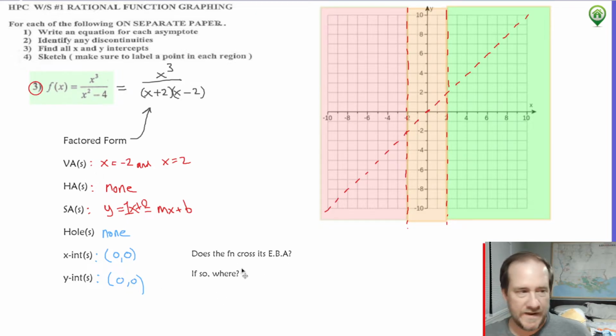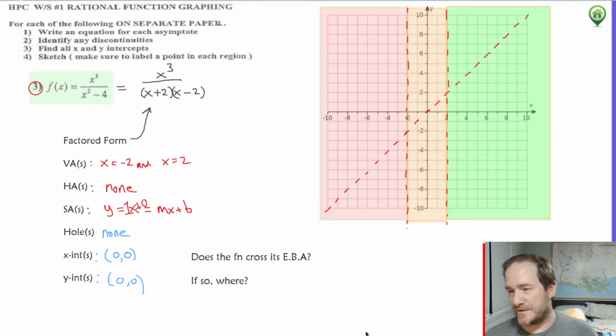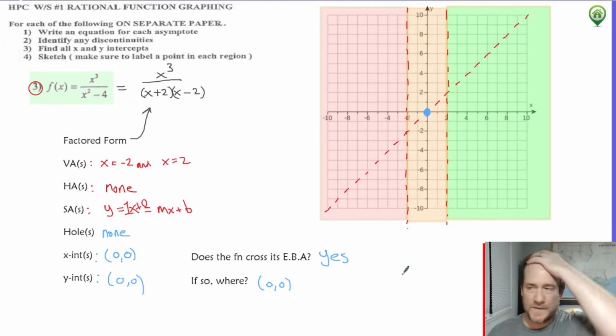But this question of, hey, does the function cross its end behavior asymptote? Well, we just saw that we do have an x-intercept at 0, 0. And so if I plot a point at 0, 0, you can see that that does mean the graph is crossing its slant asymptote, okay? Because we actually can see that we pass right through it. So does the function cross its EBA? Yes. If it does cross, then where? Well, it crosses at the origin. It crosses at 0, 0. So you'd give me the coordinates of that point.